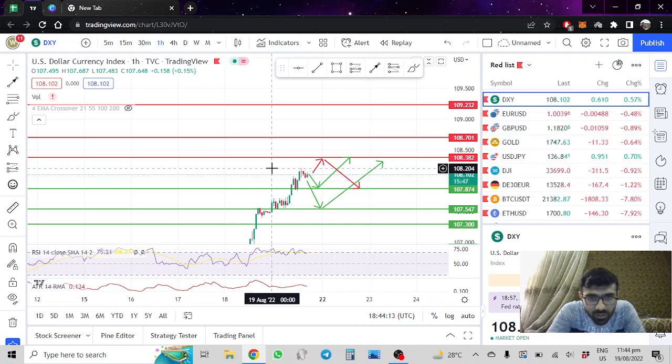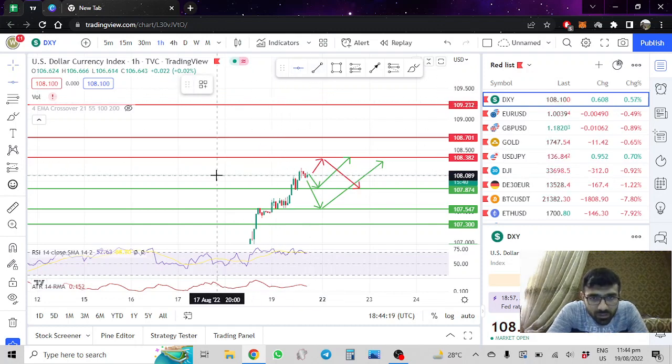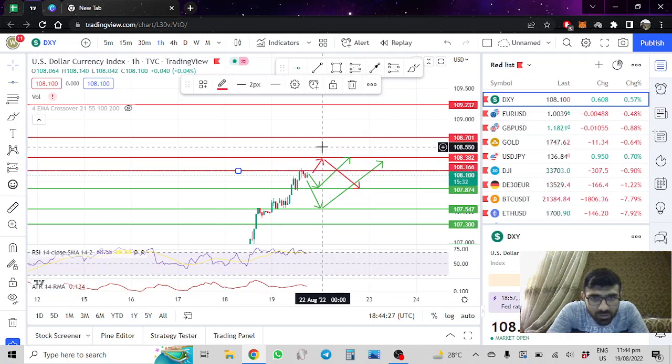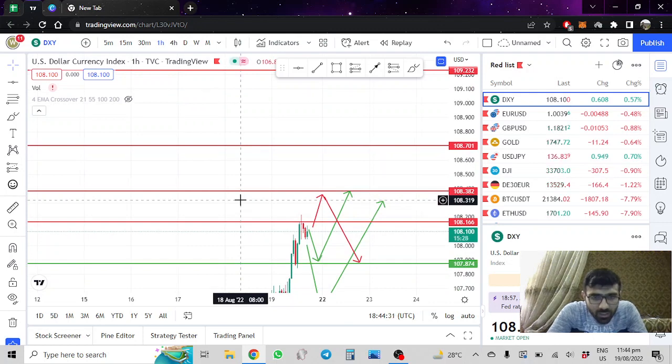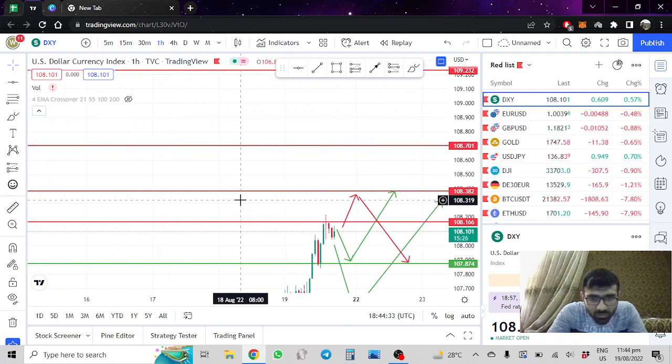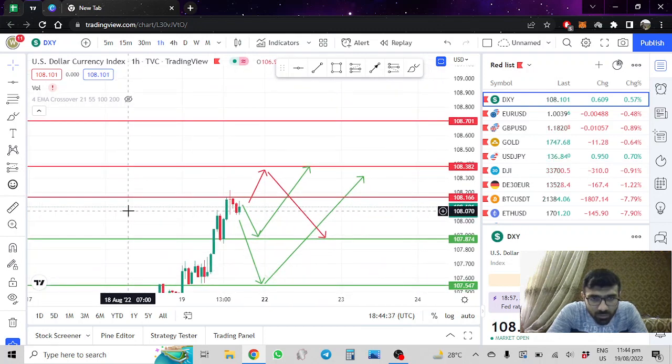If you guys are looking for a very short term trade, a mini trade kind of, then this stop zone could also act as an area of resistance. So just be careful from this area, and you guys can short from here as well if you see a double top from here.